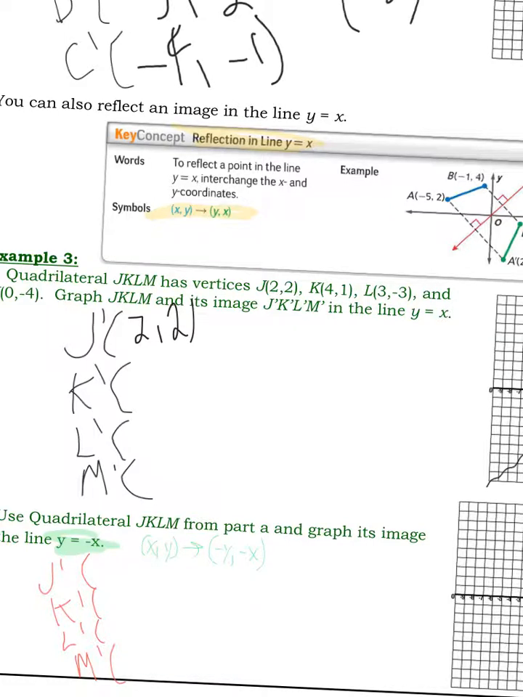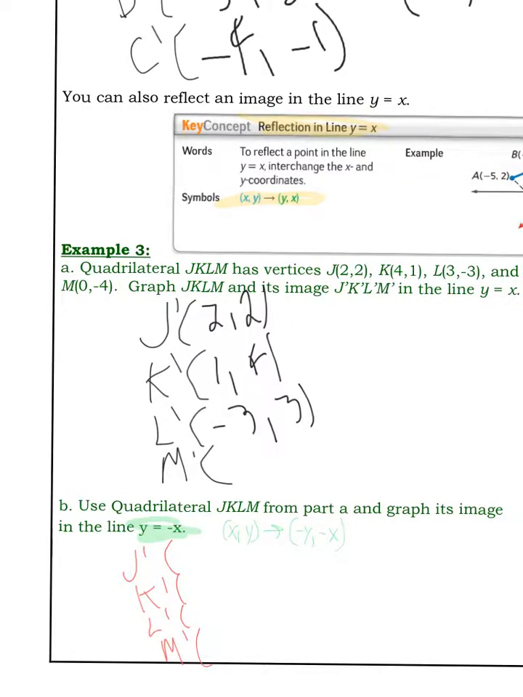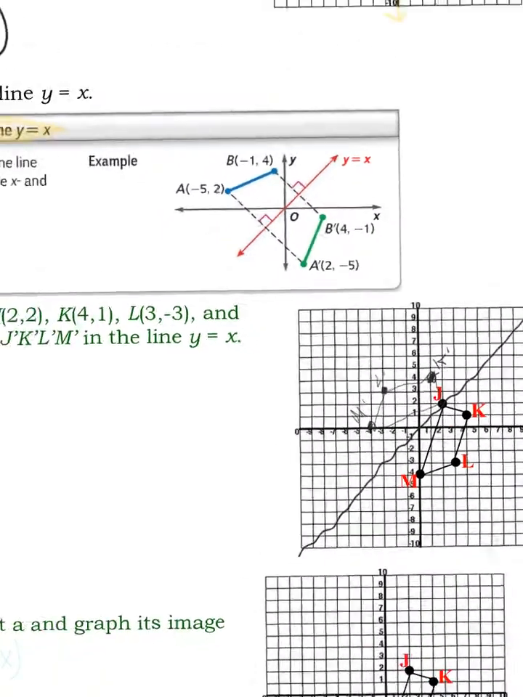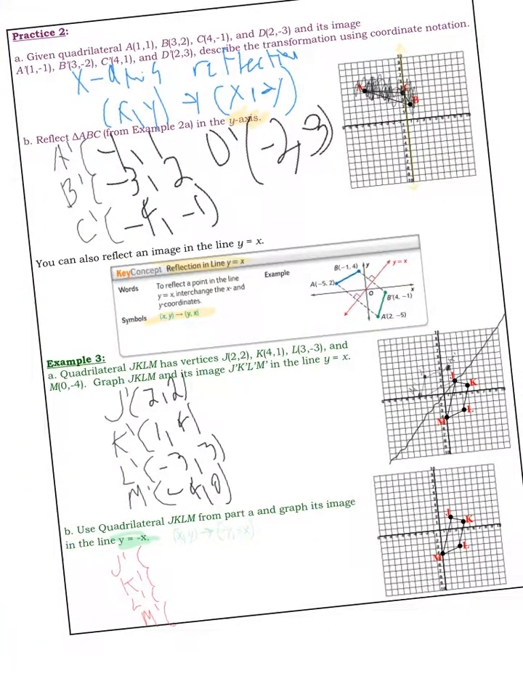So J is (2, 2), K is (1, 4), L prime is (-3, 3), and then M prime is at (0, -4), so that's (-4, 0). Okay, and let me just graph it to the right. As you can see on my poorly drawn line of reflection, J was on the line of reflection, and now it looks almost like a Pac-Man going down a hill. But yeah, there it is reflected. The only point that didn't move was J because it was on the line of reflection.